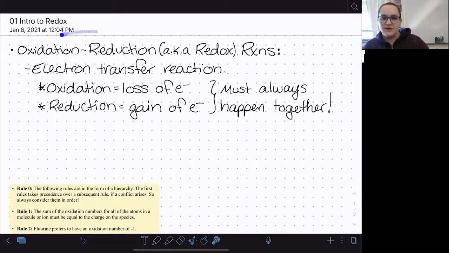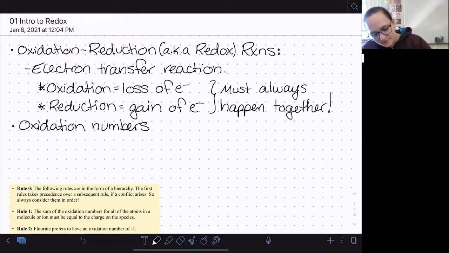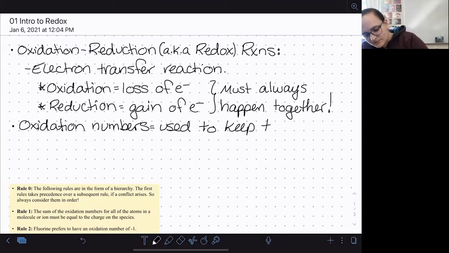Hence why we consider oxidation reduction to be one kind of reaction, because we really have these two things, but they always happen together. So we're always thinking about what is getting oxidized and what is getting reduced. And the way that we identify that is through what we call oxidation numbers. So oxidation numbers are really just used to keep track of electron transfers, or electron movement.